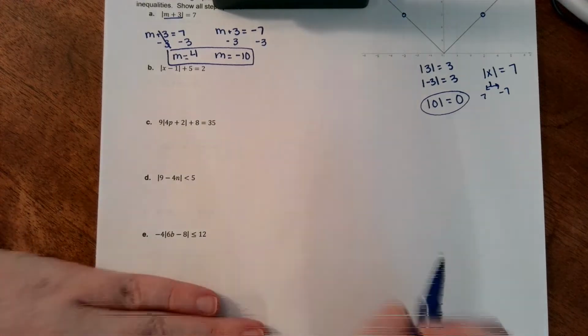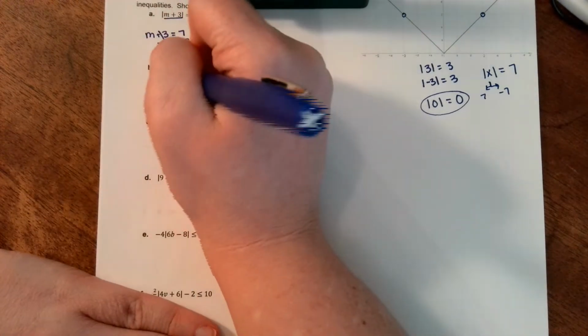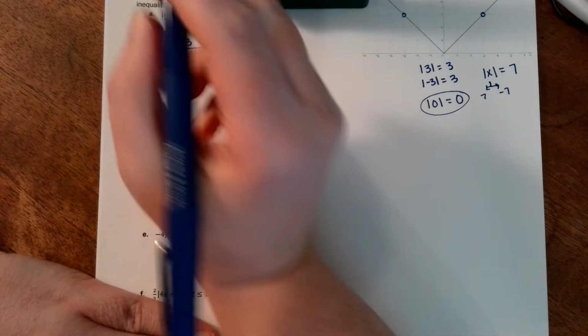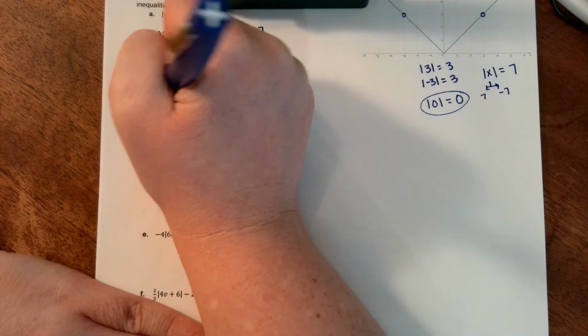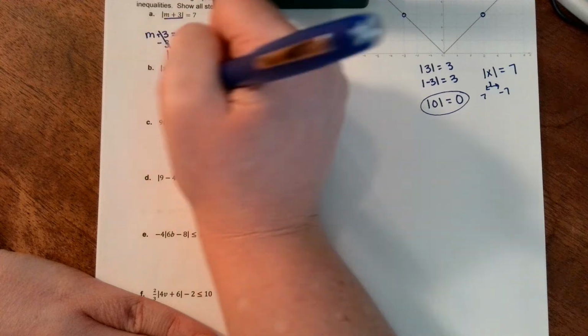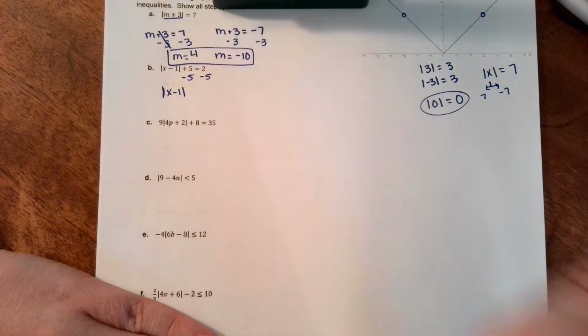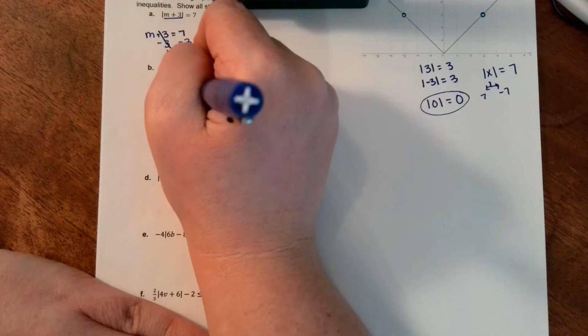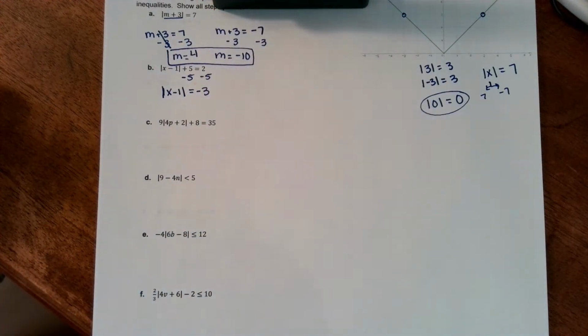Okay. So first thing I would do, let's subtract 5 from each side. Let's get the absolute value bars isolated. So we have the absolute value of x minus 1. Let me make those a little longer so you don't think they're a 1. Equals -3. 2 minus 5 is -3.